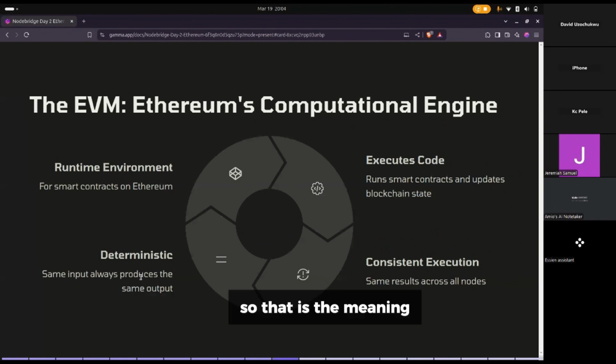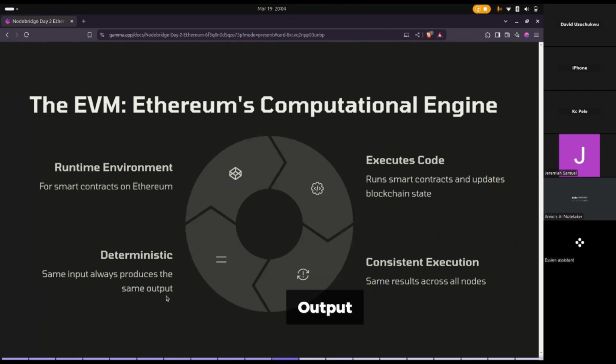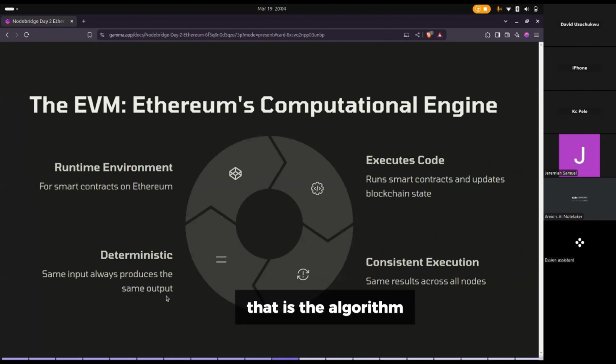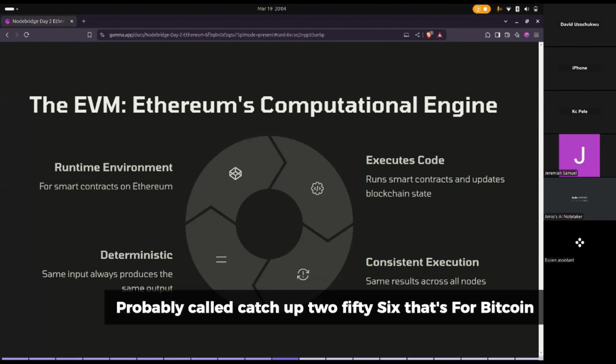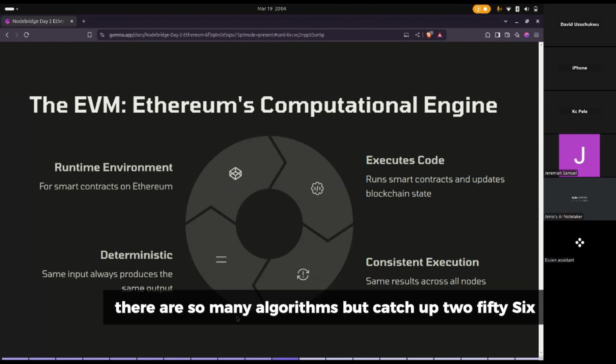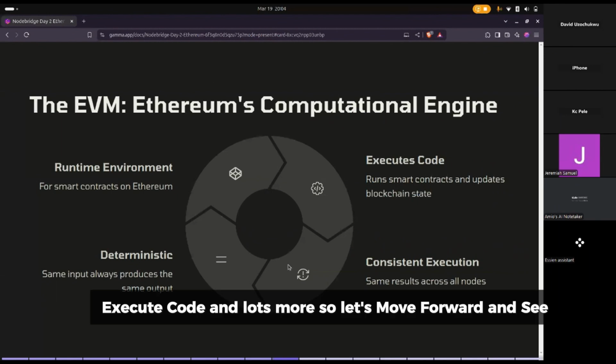So that is the meaning of same input always produces the same output. If you put in A and B and you get a hash of 12685, if you put in A and B again, you would still get 12685. That is the algorithm, probably called Keccak-256. That's for Bitcoin. Ethereum also uses that, and so many others. There are so many algorithms, but Keccak-256 does that. Execute code and lots more. So let's move further and see.